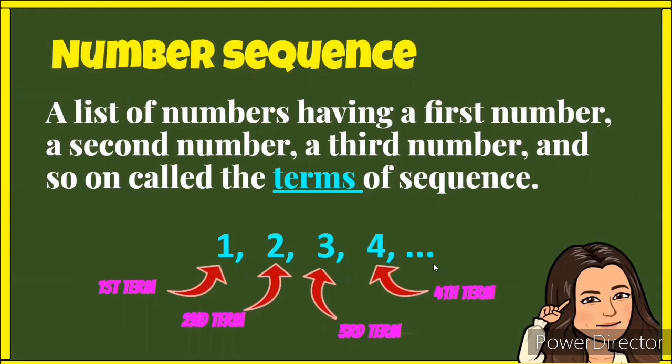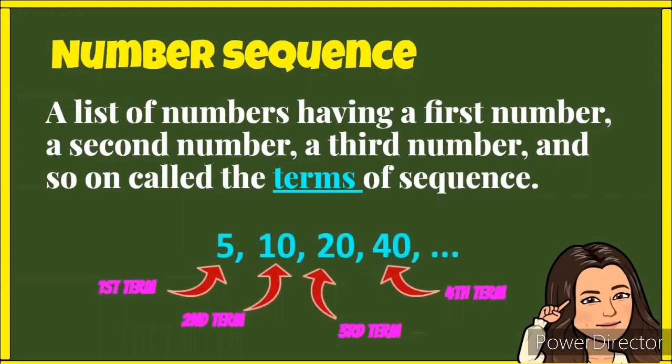If you are going to study the sequence, you can observe a pattern. For us to get the next term, we just have to add 1, right? How about getting another sequence? Another example is 5, 10, 20, 40, and so on. If you will be asked to observe a pattern, you can say that in order to get the next term, we multiply 2 by 40. Therefore, the fifth term must be 80.